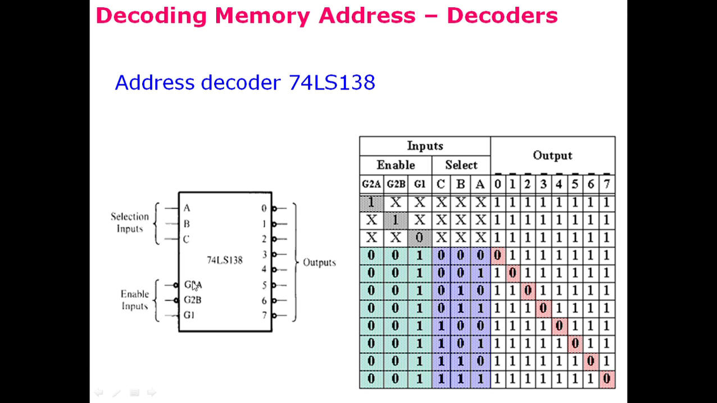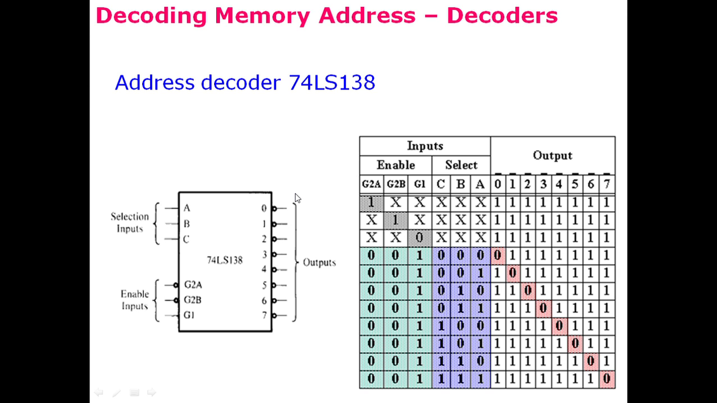In this decoder there are 3 select inputs represented with A, B, and C, and these 3 select inputs would choose either of the 8 outputs. The other 3 inputs are the enable inputs, designated G2A, G2B and G1. The two enable inputs G2A and G2B are low active, while G1 is high active. To enable this decoder, the G2A and G2B inputs must be 0, while G1 must be 1.